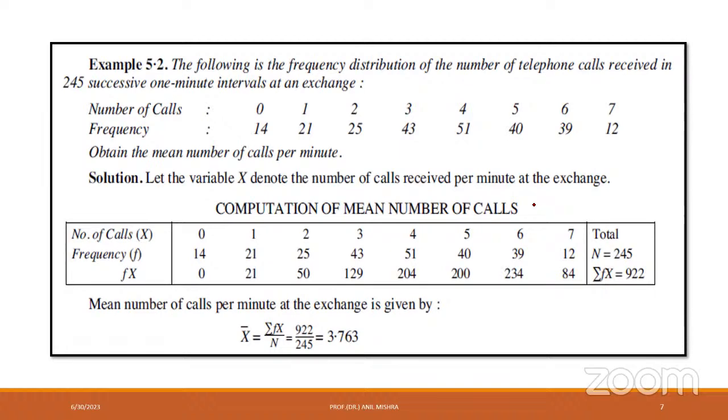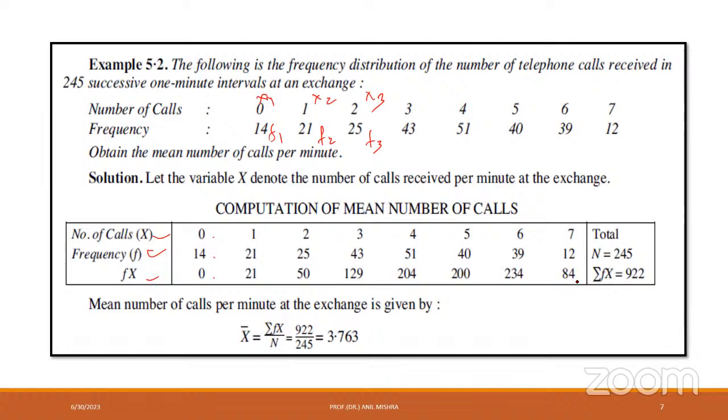So per minute, how many calls take place? Then what to do? We just multiply the frequency with the variable. That means this is your x1, this is the f1. So f1x1. Similarly, x2, f2, x3, f3, like that. We just multiply it. This column stands for the x, this column stands for the frequencies, and we have to multiply the frequencies with the variable. And that is the total multiplication.